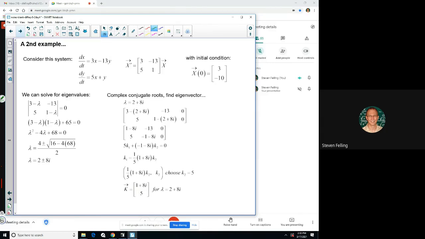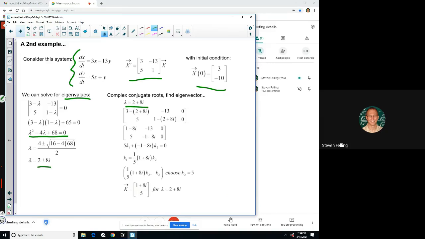Let's take another example, a second example. Here's a system, looks pretty similar to the first example. We put it in matrix form, maybe we specify an initial condition. We solve for the eigenvalues, and in this case, we end up with a non-factorable characteristic equation. So we have to use the quadratic formula, and we get a complex conjugate pair, which means we take the positive version, and then we do that more complicated process to find the eigenvectors.